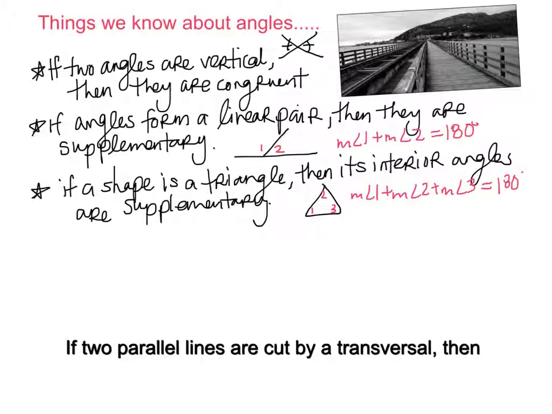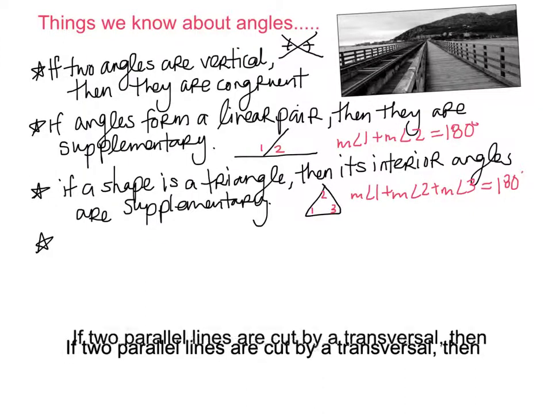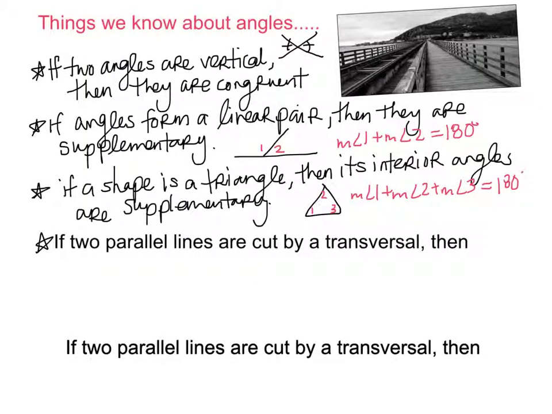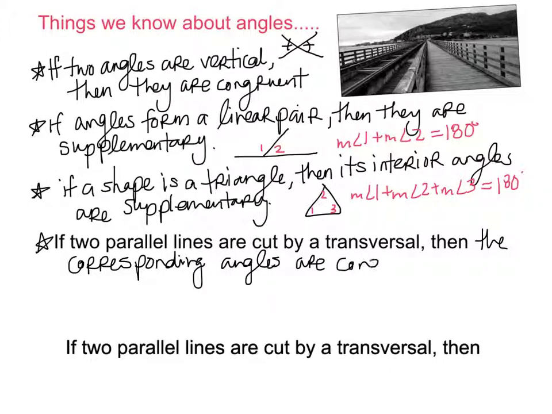So continuing with our list, let's reflect on what we just looked at and add in some new conditional statements. So here's our first one. If two parallel lines are cut by a transversal, that means if you have the situation that we just looked at, then I know that the corresponding angles are congruent. Those are those four angles that are all the same. Then the four corresponding angles are congruent.